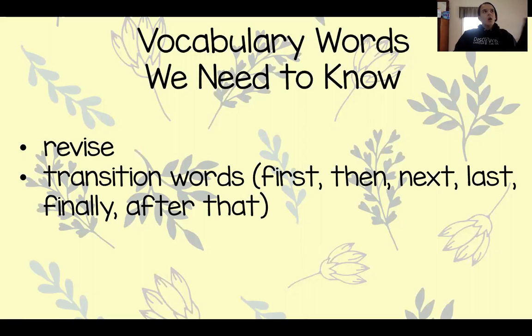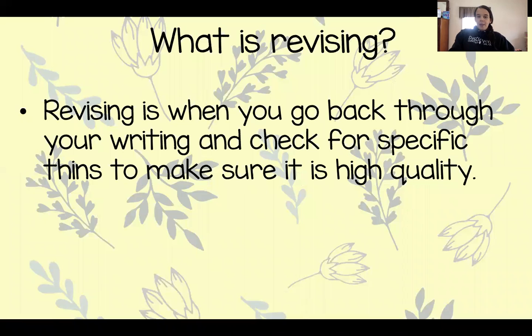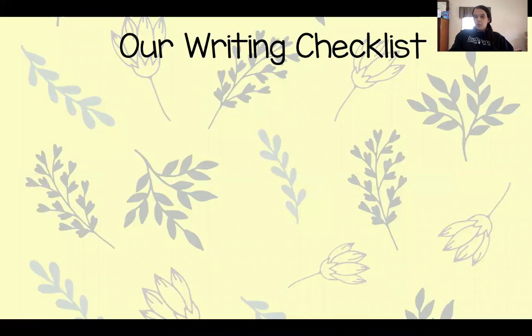I want you to think, what things make how-to writing, or writing in general, high quality, especially in second grade? What are the things that you need to make sure your writing has to know that it's really special and it's your best work? So think about that. And I'm going to show you. We talked about what revising is. So here's our writing checklist.